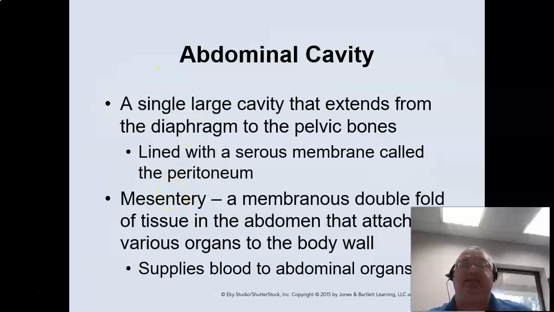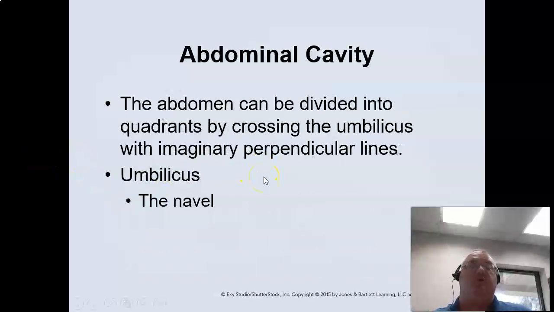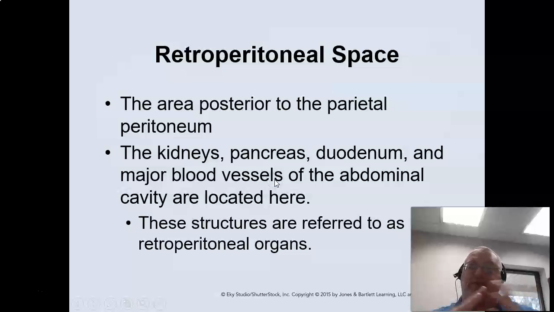Your abdominal cavity extends from the diaphragm down to the pelvic bones. There's a peritoneum in there, and then the mesentery is the double fold of tissue in the abdomen, which attaches the various organs to the body wall. And again, when we refer to the mesentery, it's usually very vascular as well, and it supplies the blood to the abdominal organs. Your abdominal cavity can be divided into quadrants, and then of course the umbilicus, which again was your initial connection with life with mom. We know that as the navel.